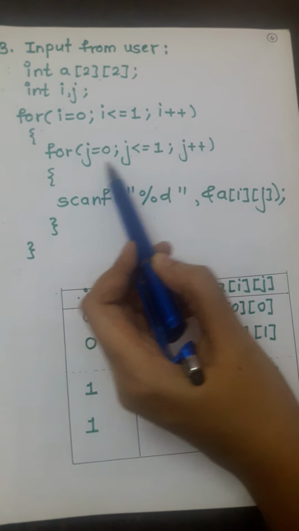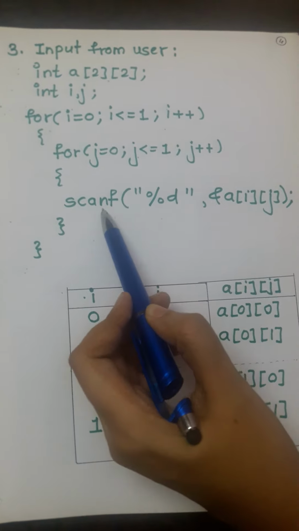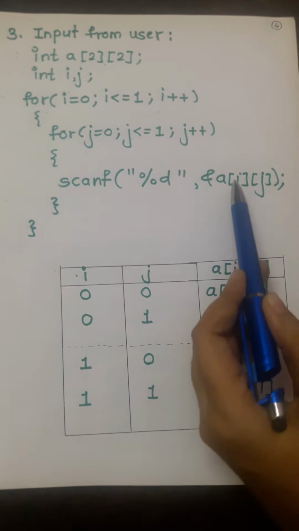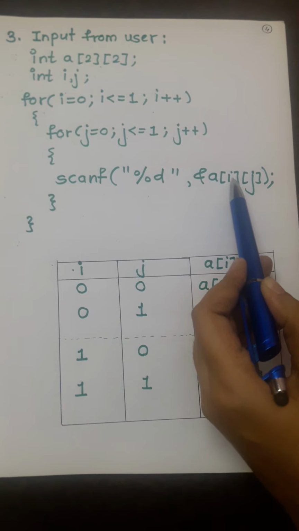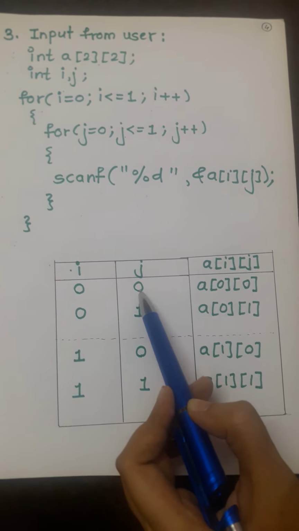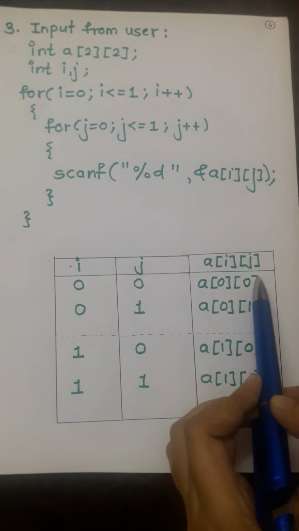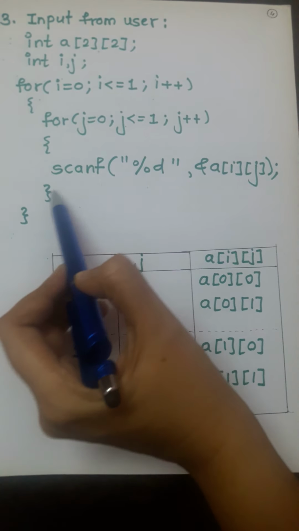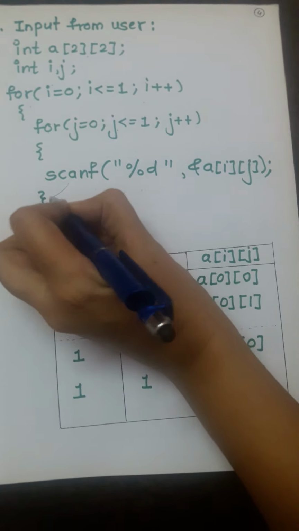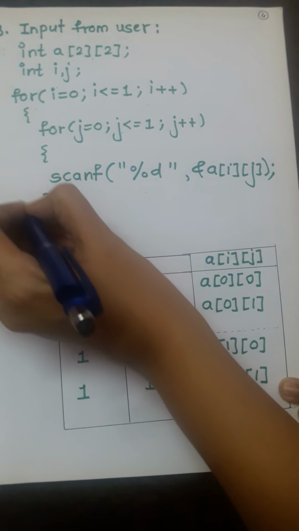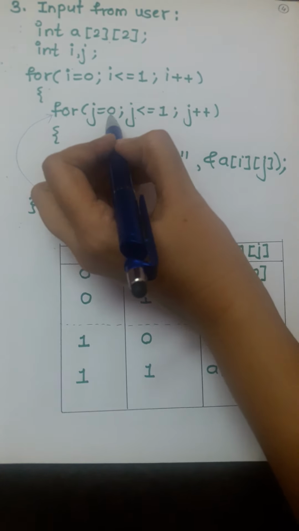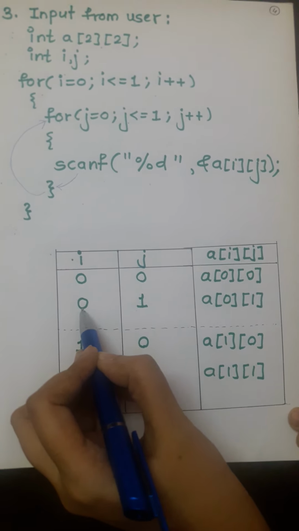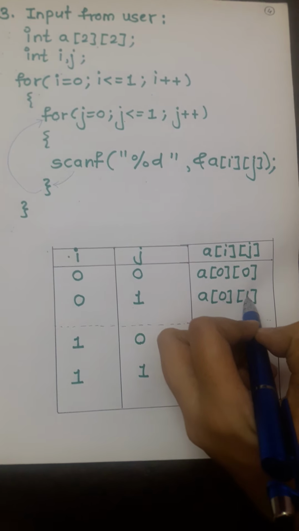Now the value of j is 0. Again this condition is true, so we will enter here. It means now the values are 0, 0. So whatever input is given by the user, that is a of i j, i is 0, j is 0, that will be stored at a of 0, 0 location. Then it will accept the value, then go to this curly bracket, and from this it will again move to the beginning of the loop. Now the value of j becomes 1, i is still 0. So whatever input is taken from the user will be stored at 0, 1 location.